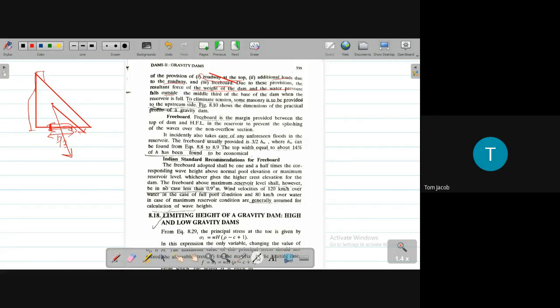And according to Indian standard recommendations, the freeboard shall be 1.5 times the corresponding wave height. Wave height means the water in this dam will be undulating. So usually we will be providing the freeboard as 1.5 times the wave height.